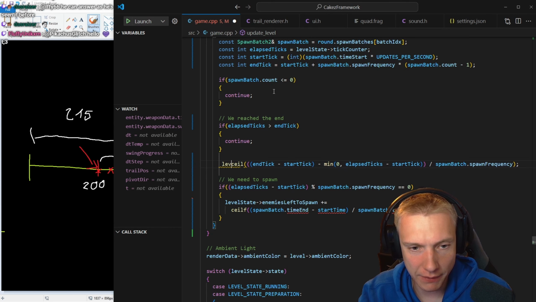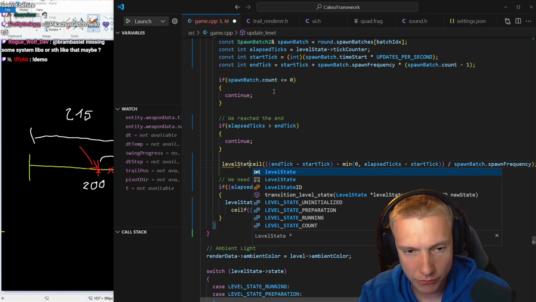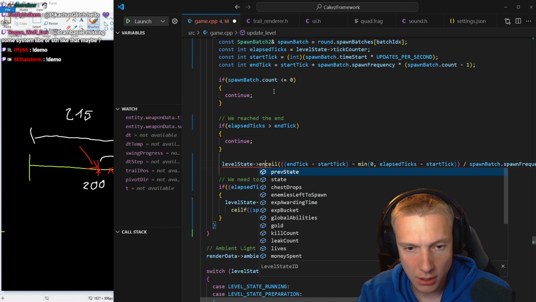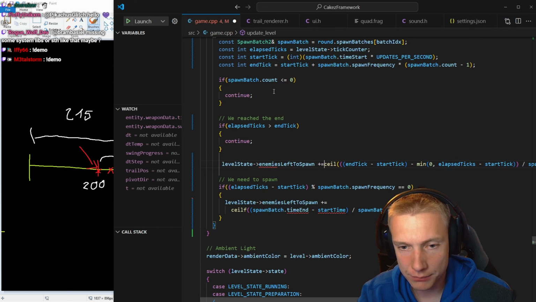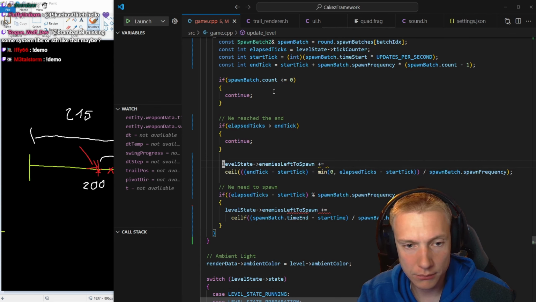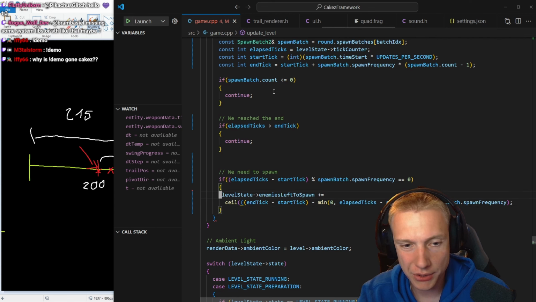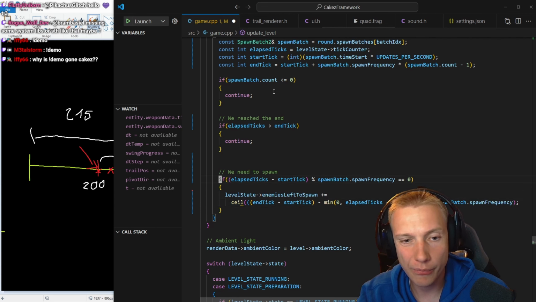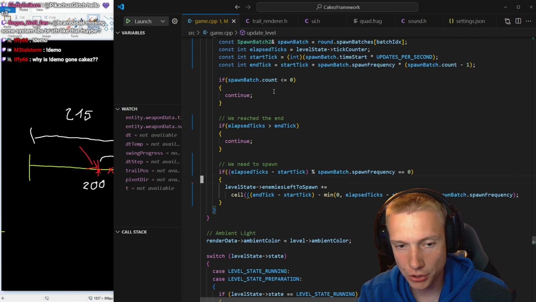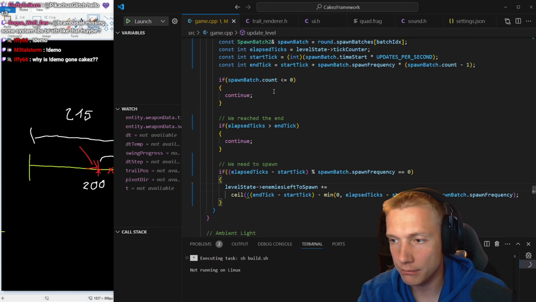So that's a level state. Enemies left to spawn plus equals. So yeah, this is how it is. I don't know why this complains. Can't really tell what the issue is, but they can go eat a dick.